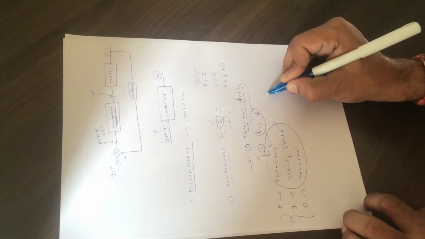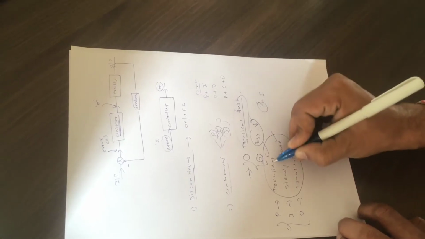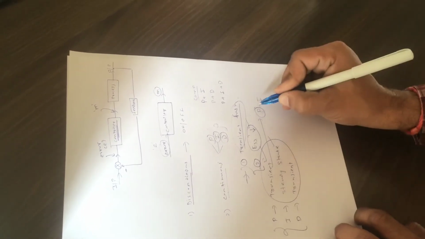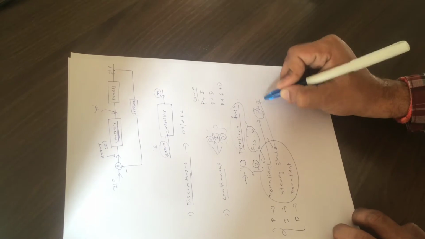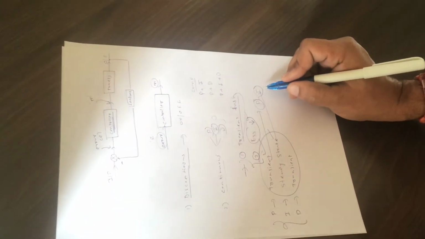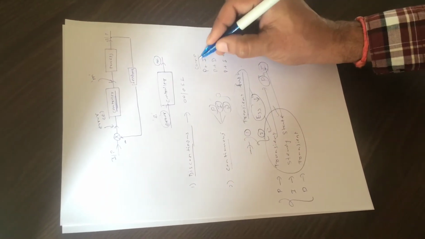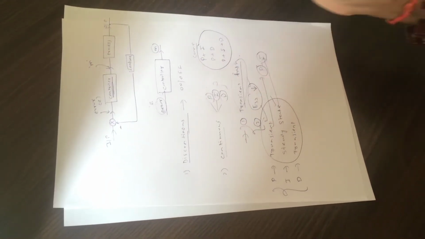Our task is to combine these together, that is, P plus I. P is good in transient, I is good in steady state. So the combination of these two will give us good transient and steady state response or behavior of the system. And that's why we are going to these combined modes of action.